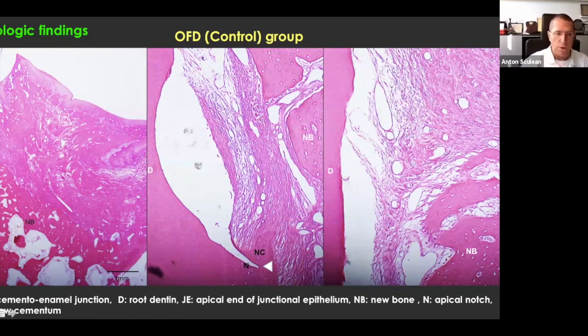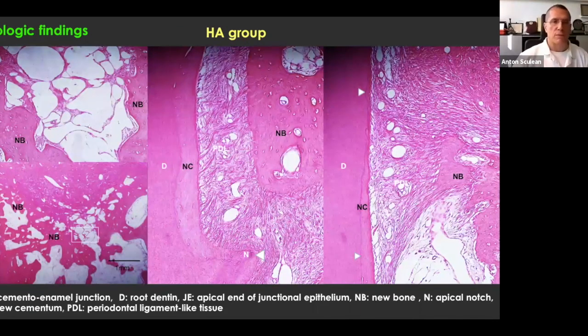Some bone remodeling can be observed in the apical part. However, between the bone and the root surface, we have an epithelial layer, indicating more or less a reparative type of healing. Then, if we look at the next slide, and we look at the formation of the different periodontal tissues after placement of hyaluronic acid, please observe a very, very nice formation of new cementum, periodontal ligament and bone.